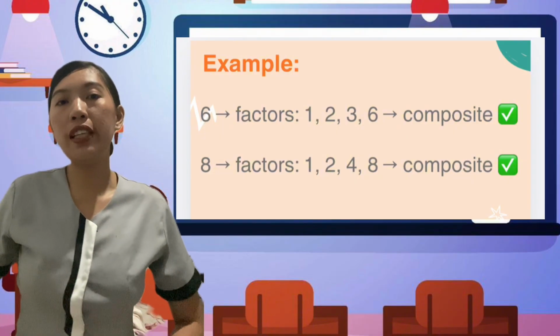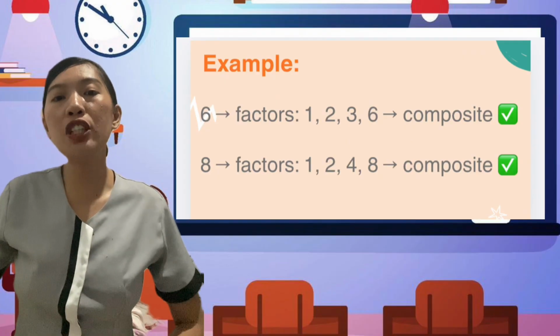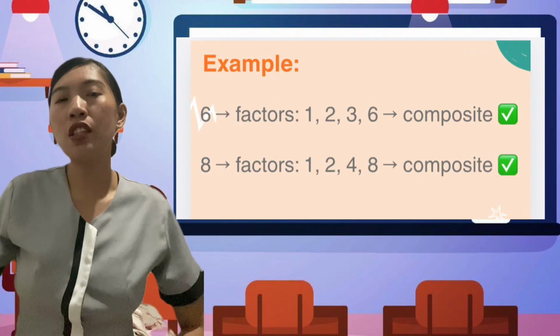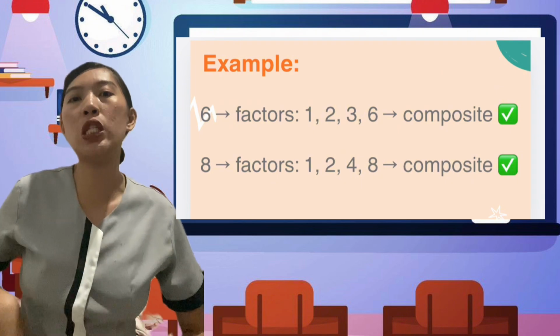Another example, let's have 8. So the factors of 8 are 1, 2, 4, 8. So that is what we call composite.